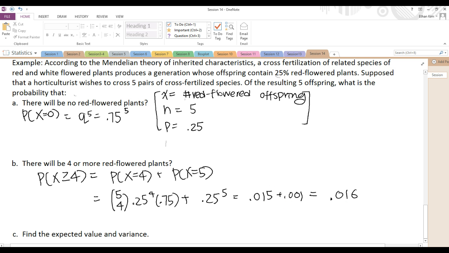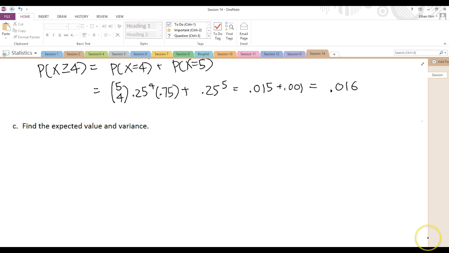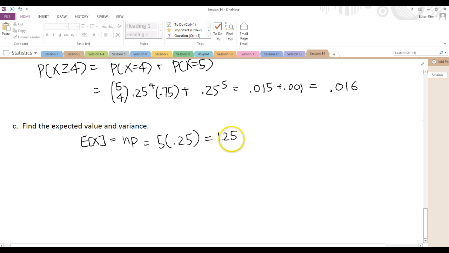Right? And now using expected value and variance. Again, the formula for expected value. We just did a proof before, so I'm not going to do this again. But the expected value for a binomial distribution is always n times p. So n is 5 in this case, and the probability is 0.25. So this is going to be what? 1.25.